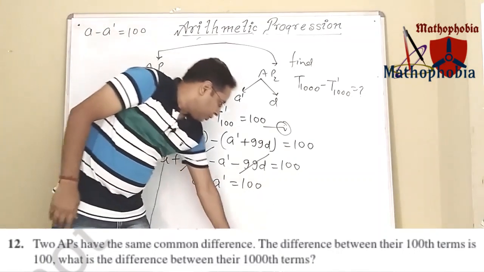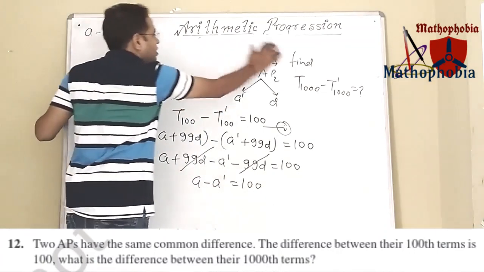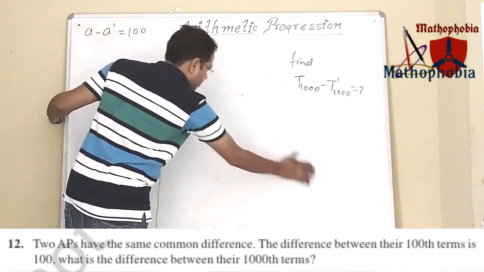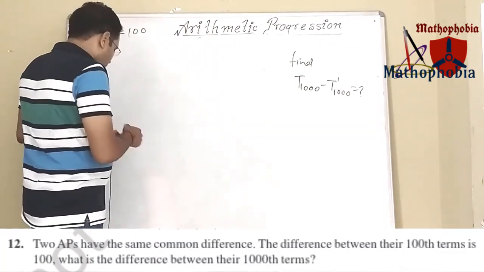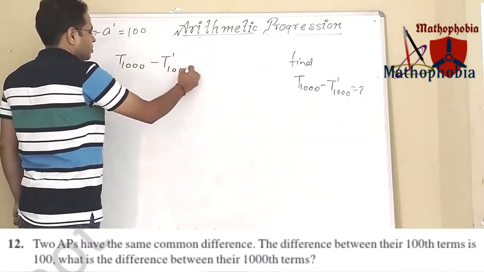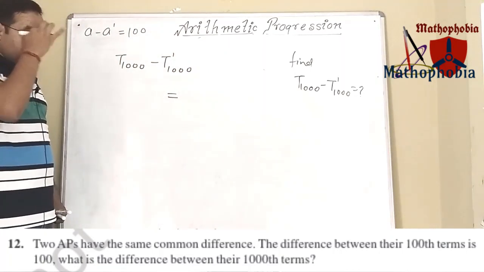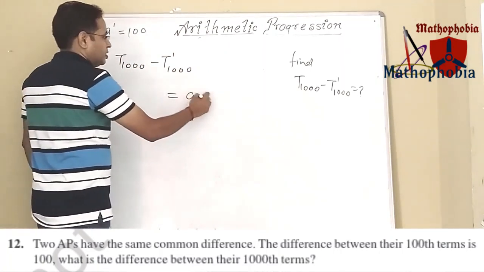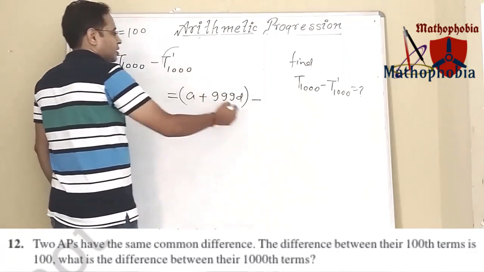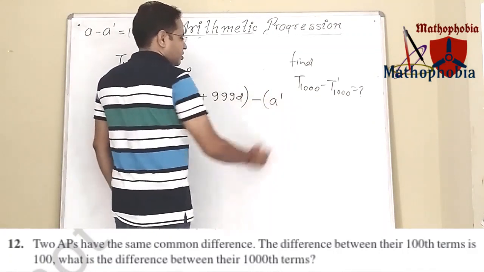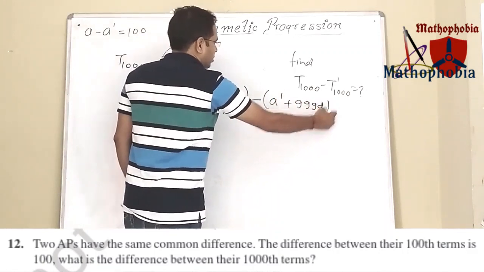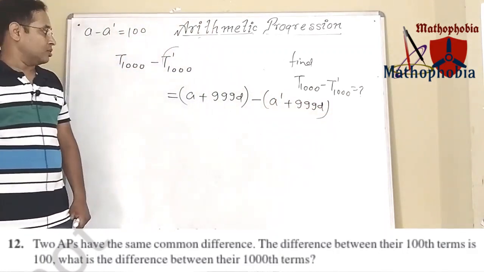Now what do we need to find out? We need to find out the difference between the thousandth terms. So we need to find T1000 minus T dash 1000 equals to, and find its value. So this will be A plus 999D minus, and this will be A dash, because what is its first term? It is A dash plus 999D. Don't write D dash because the common difference is the same in both cases.